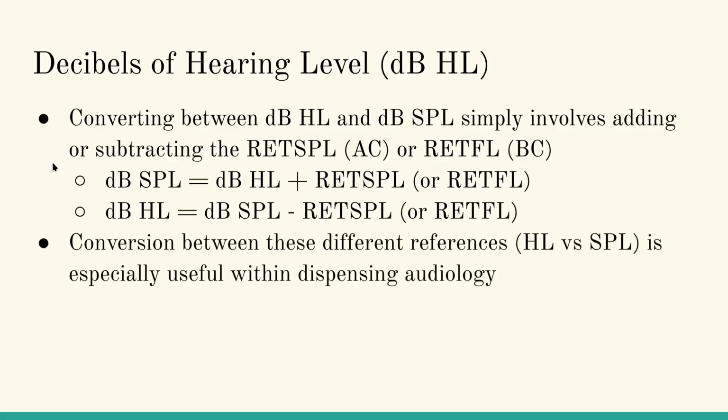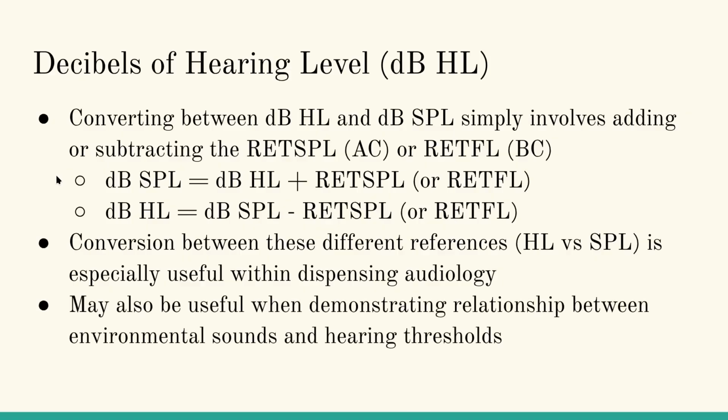The conversion between these different references is especially useful within dispensing audiology, because when we do an audiogram, we're usually talking about dB HL. When we're working with hearing aids, we're talking about dB SPL. It may also be useful for demonstrating the relationship between environmental sounds and hearing thresholds. If you have a chart that shows noise levels of an intensity that require hearing protection, those dangerous levels are usually going to be dB SPL charts.